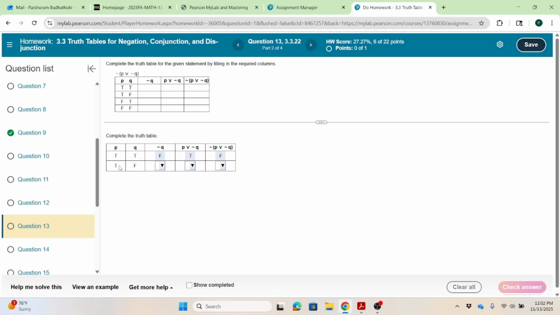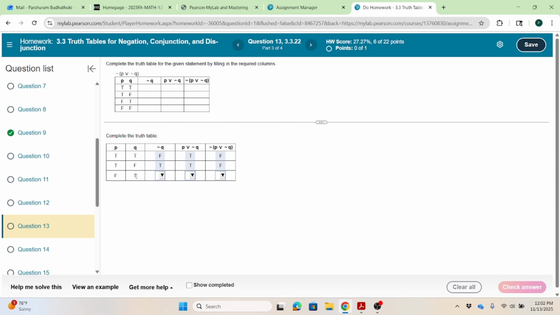Okay. Now, if Q is false, then the negation of Q is true. And if both of them are true, then OR is also true. True or true is true, of course. And what is the negation of true? It's supposed to be false. This last column is the negation of the third column.